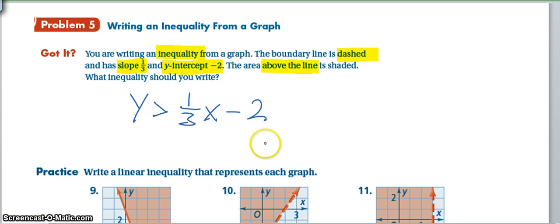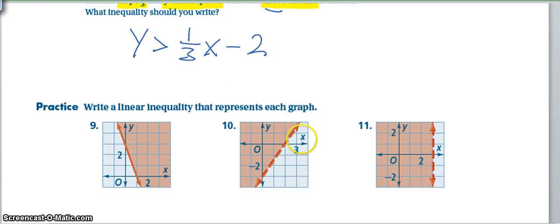And hopefully this is what you were able to come up with, because our slope of 1/3, our y-intercept of -2, and if we're above the line, we are greater than. If the line is dashed, there is no or equal to. So now try 9, 10, and 11, writing the equation for those lines.